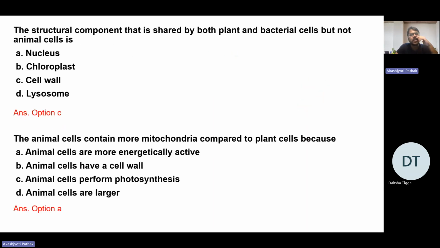Okay, so the structural component that is shared by both plant and bacterial cells, but not by animal cells. I'll read the options. Nucleus, chloroplast. Both are eukaryotic. Plant is a eukaryotic cell. Bacterial cell is a prokaryotic cell. So how does a eukaryotic cell differ from a prokaryotic cell?